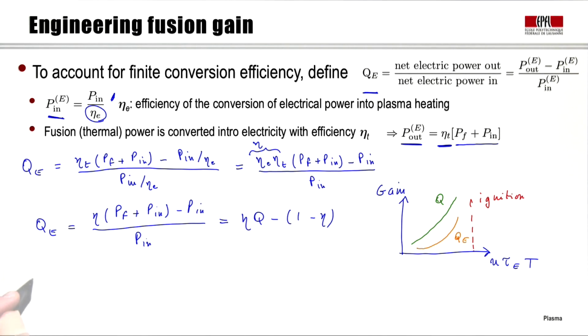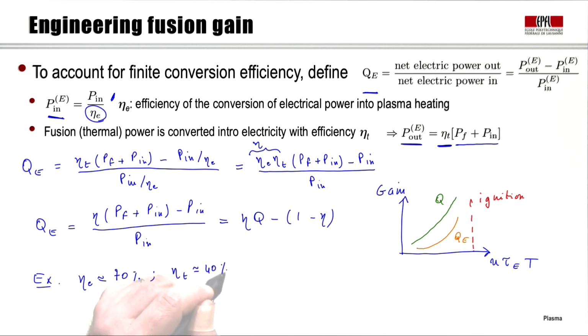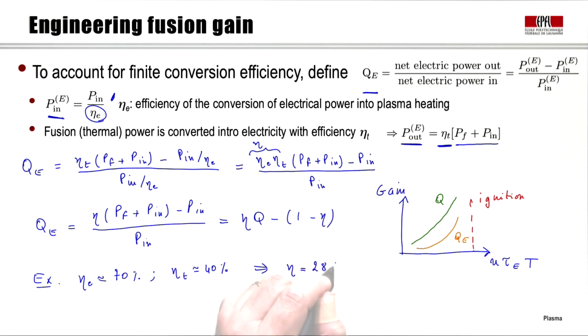Let's conclude with a numerical example. I take a reasonably optimistic set of values. I take 70% for the conversion efficiency of electrical power into plasma heating and 40% for the conversion efficiency of fusion power into electricity. That means the product of the two is 28%, and QE corresponds to 0.28 times the physics gain Q minus 0.72.